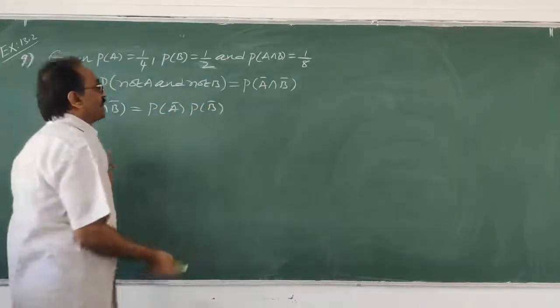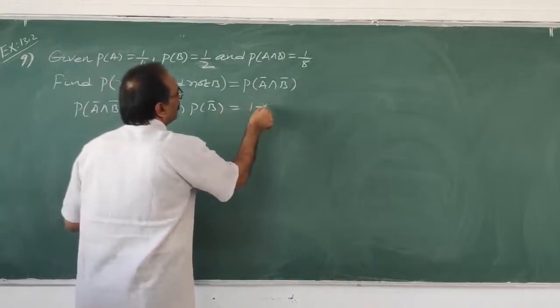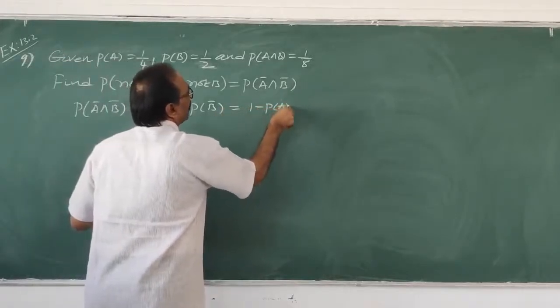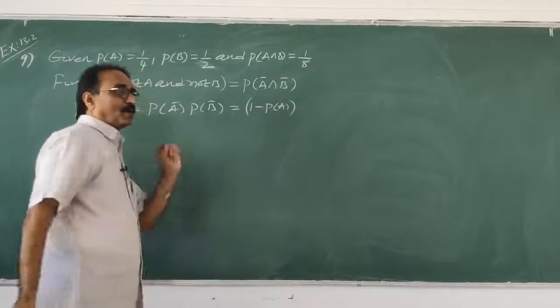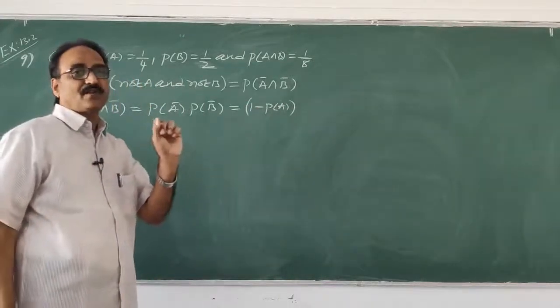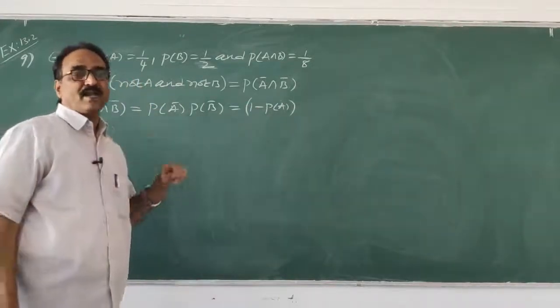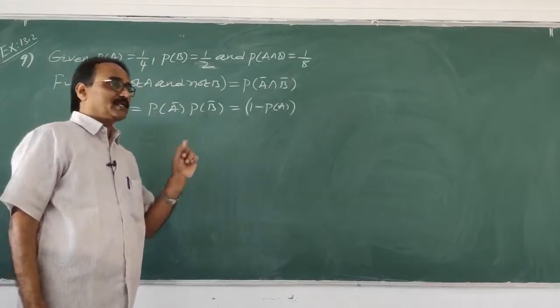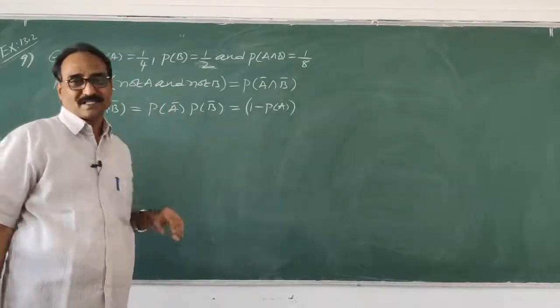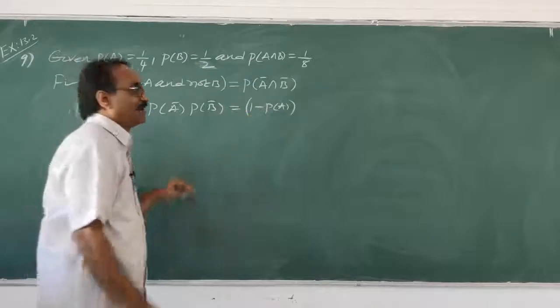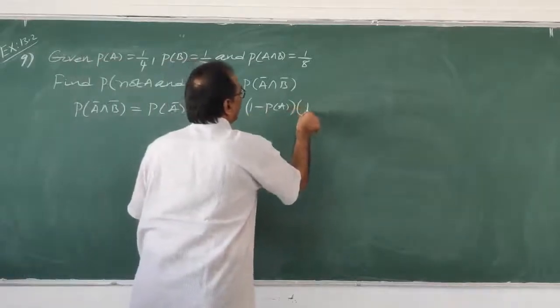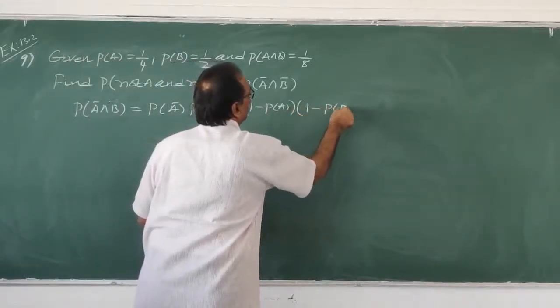Now the question is, sir, P of A bar I don't know, but we know it is 1 minus P of A. Complementary means what I said: probability of success plus probability of failure is always equal to 1. Whenever you want probability of failure, it is nothing but 1 minus probability of success. That's why I wrote 1 minus P of A. Now P of B bar means 1 minus P of B, my dear students.